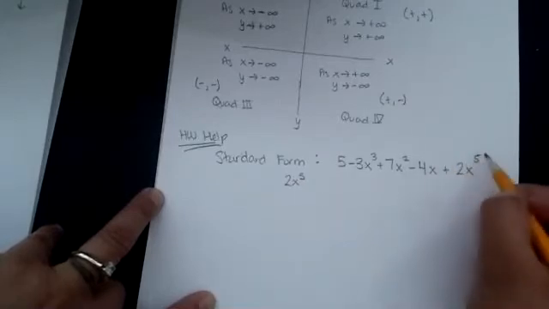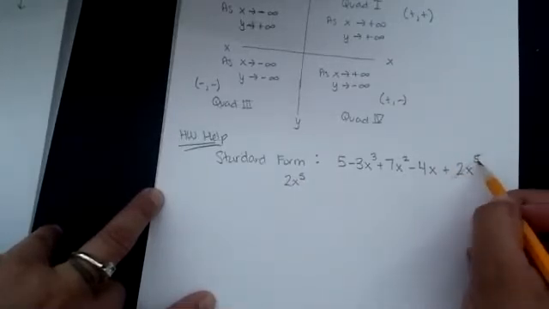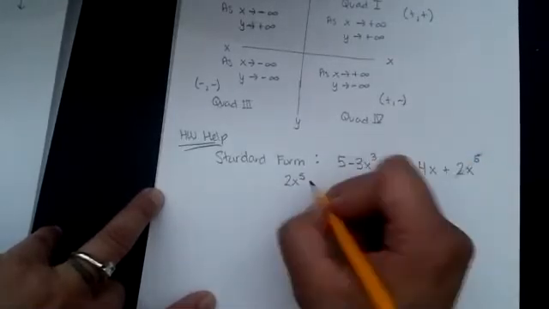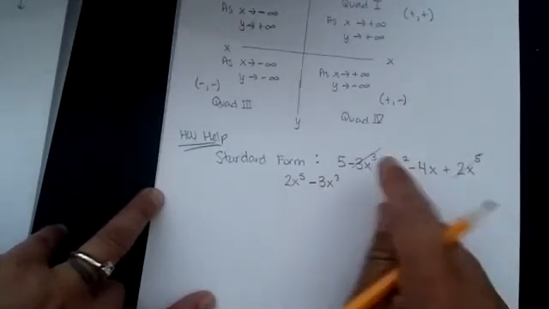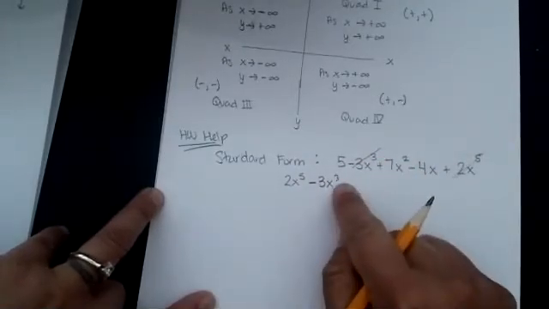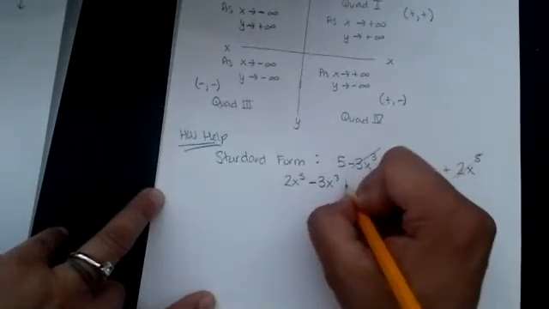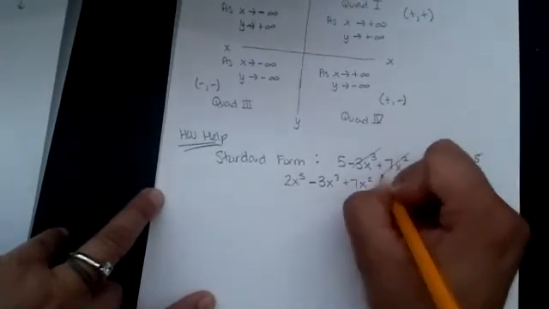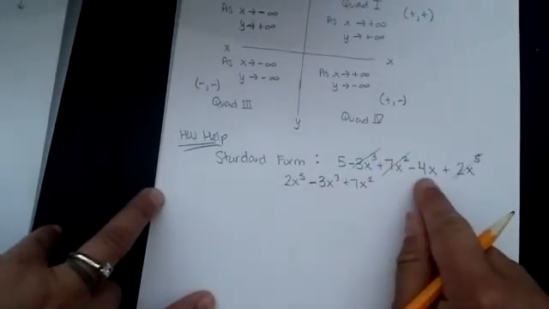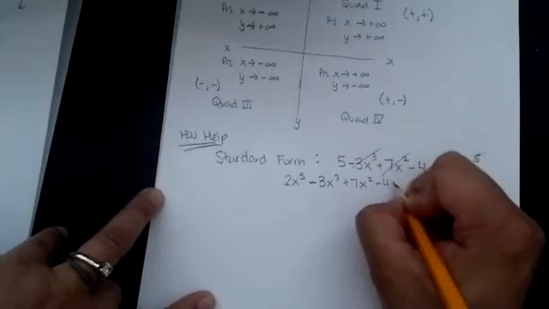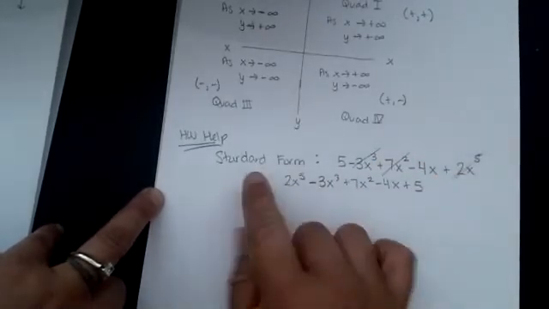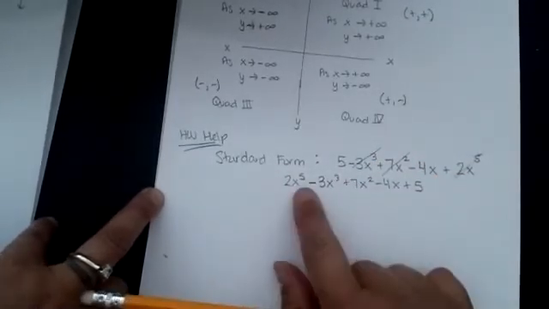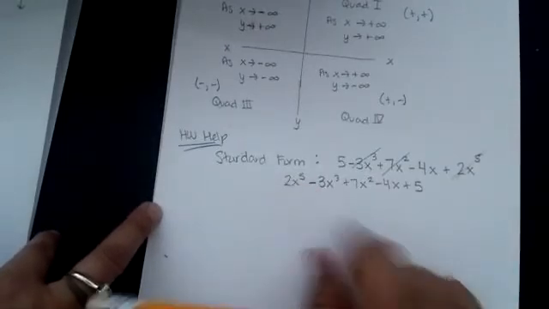Next, it's going to go the next term, the next exponent. So after 5, I have an exponent of 3. So that's going to be a negative 3x cubed. I'm crossing it off so that I know I already used it. Next is going to be x squared. So that's going to be a plus 7x squared. Next is going to be a negative 4x and a positive 5. So if it tells you to put in standard form, you are putting it in descending order based off the exponent.